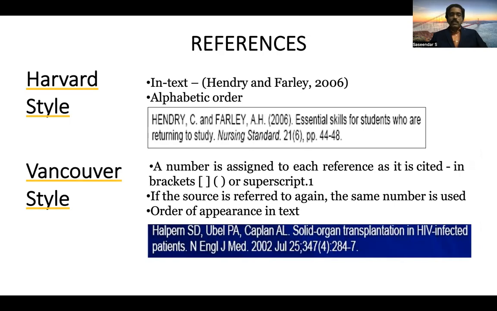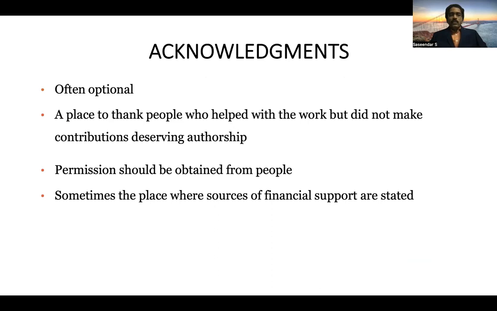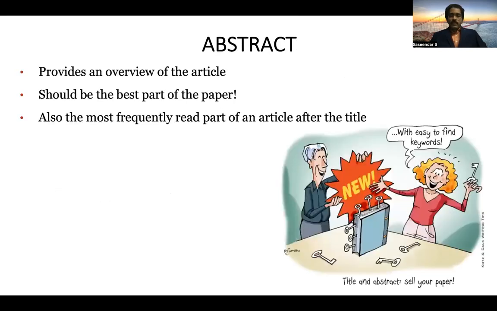Whereas in the Vancouver style, the references are numbered in the order of their appearance in the text, and the list is provided in the same order. You can add optional acknowledgements where you thank people who have helped with the work but did not make contributions deserving authorship. But permission should be obtained from these people, and sometimes you can also disclose your financial support in acknowledgements.